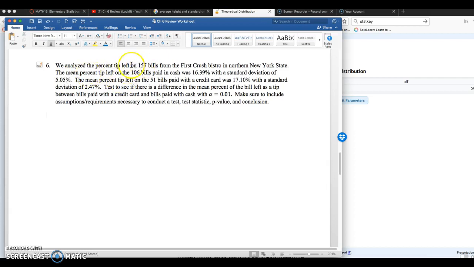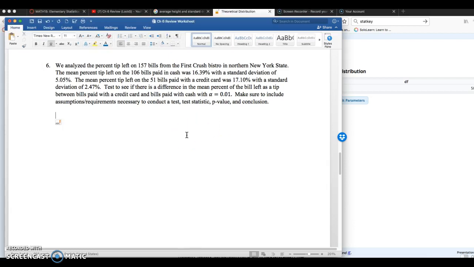And out of these 157 bills, 106 bills were paid in cash. And for those cash bills, the tips were an average of 16.39%, standard deviation of 5.05. The mean percent tip left on the 51 bills paid with a credit card was 17.10%, standard deviation of 2.47%. So we want to test to see if there is a difference in the mean percent of the bill left as a tip between bills paid with credit card versus bills paid with cash. We're going to use a 1% significance level.